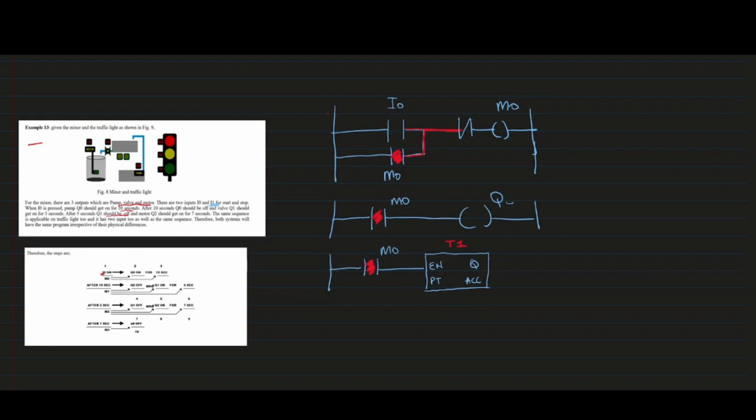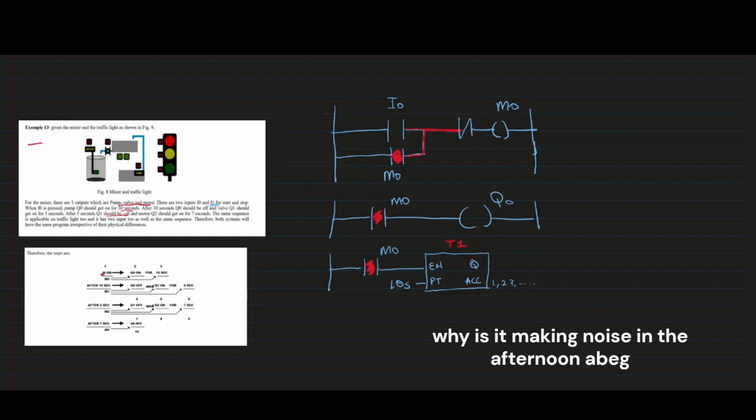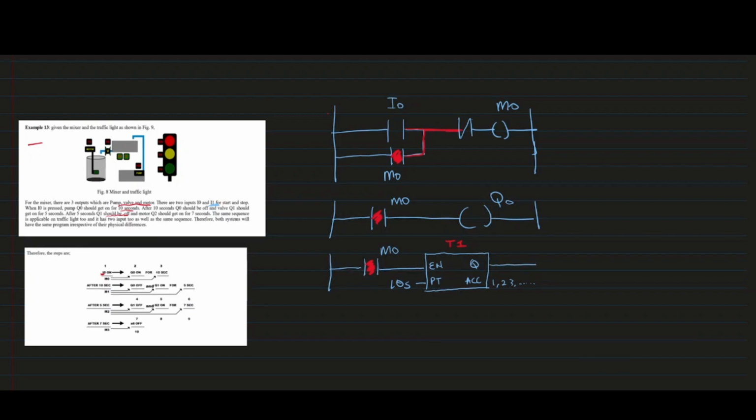We're going to give T1 a preset value of 10 seconds, because we want Q0 to be on for 10 seconds. When M0 is on, it will begin to count 1, 2, 3, up to 10. Once it reaches 10, we want it to energize the next memory bit, M1.